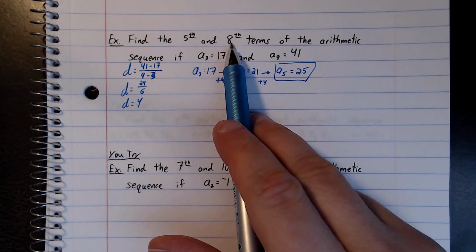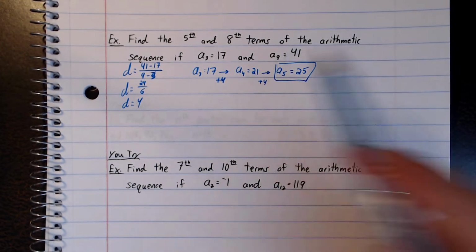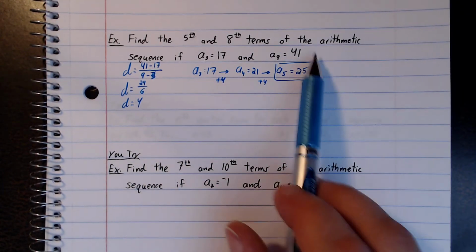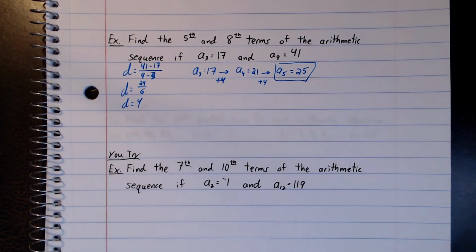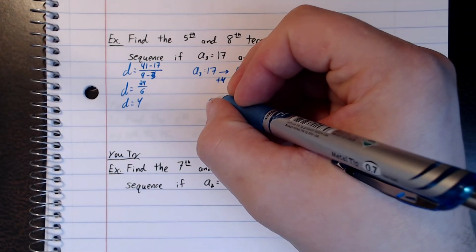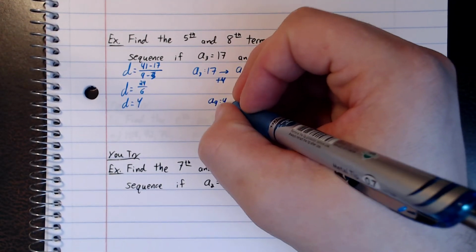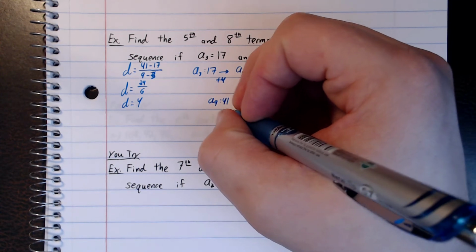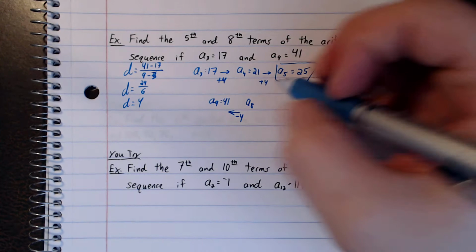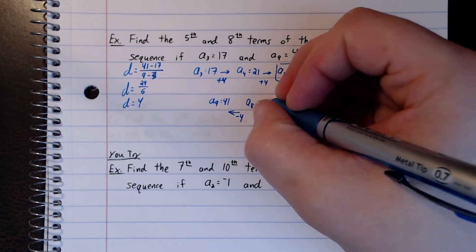We want the 8th term. If they give us the 9th, we know that the 8th should be one before it, and I've been adding 4 going up, so going backwards would be subtracting 4. So if I took my 9th term and went backwards to get my 8th term, I would be subtracting 4. So 41 minus 4, that's 37.